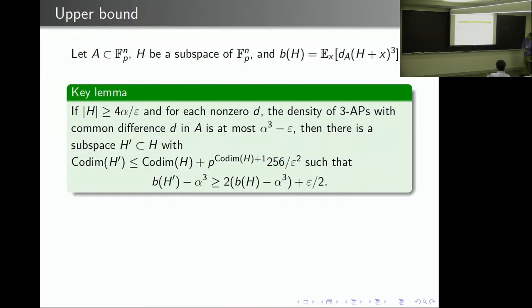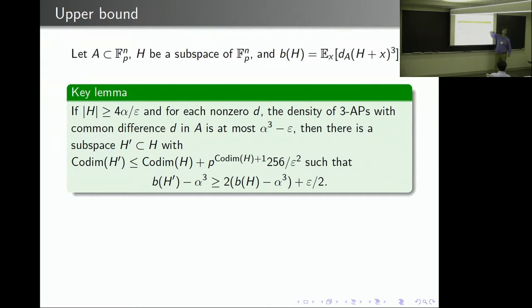Okay. So I want to present the proof of the upper bound of the log 1 over epsilon tower height. And there's a key lemma. If we have a subset A of F_p^n, and H is a subspace of F_p^n, we're going to look at something that we call the mean cube density, which is the average of the density cubes of A in the affine translates of H. So we look at all the affine translates of H. We look at the density of A inside those translates. We cube those, and we look at the average value.